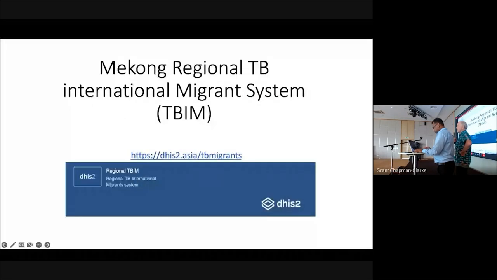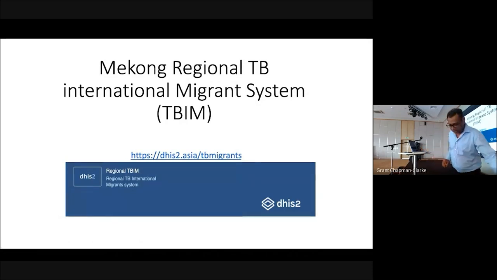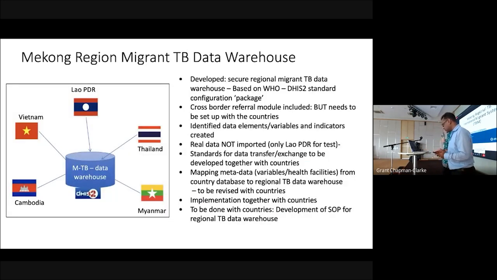This is a project going on between the five countries in the so-called Mekong sub-region. Let's just go to the next slide so we see the flags. So that's the five countries: Vietnam, Cambodia, Myanmar, Thailand, and Laos. And it's based on the data warehouse, on the WHO TB package, which John just referred to, and it also contains a referral module, meaning that you can refer a TB patient from one country to the other country. So that's an important feature of the database.